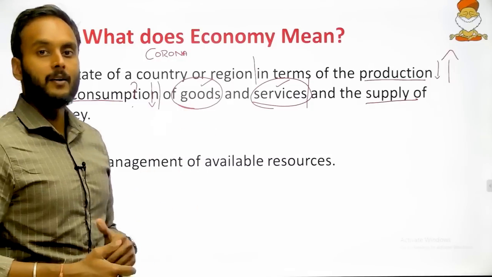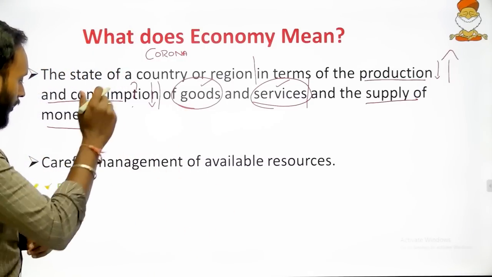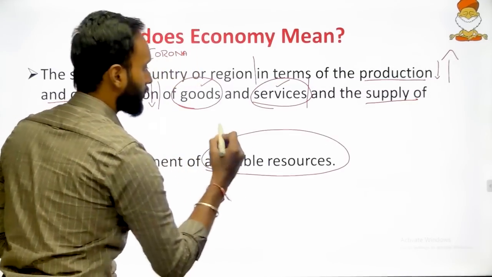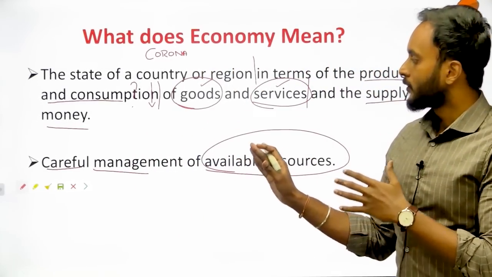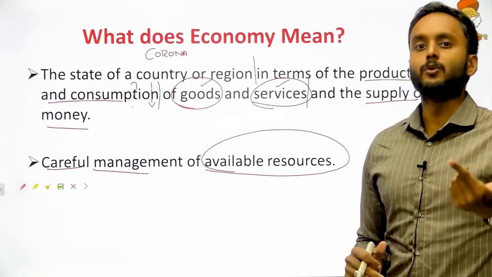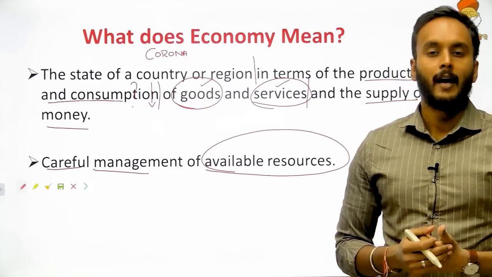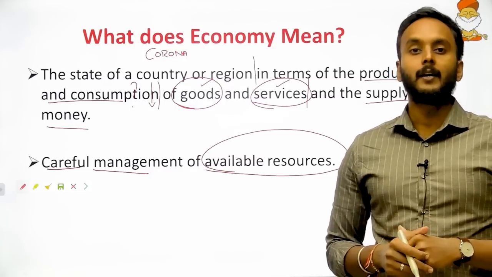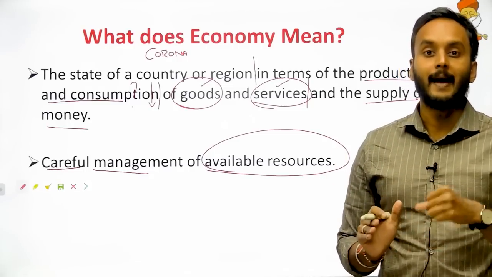Let us see a second perspective or definition of Indian economy. The second definition says that economy means a careful management of available resources. So, what is meant by available resources? Students, when you think of resources, what comes to your mind? Generally, what comes to your mind is just mineral resources and other tangible resources that you can see. But students, you have to remember that we also have non-tangible resources which we can tap into.